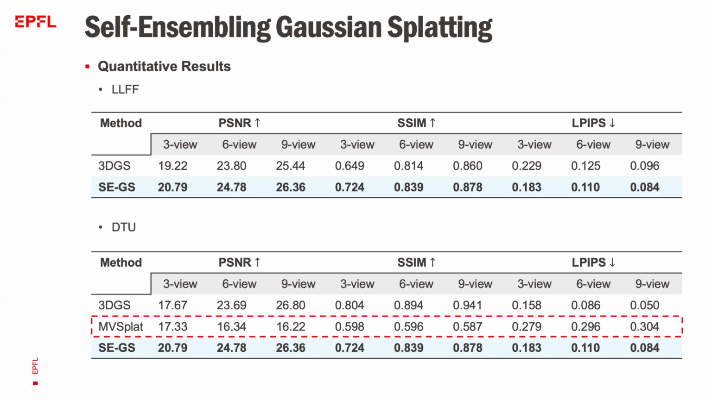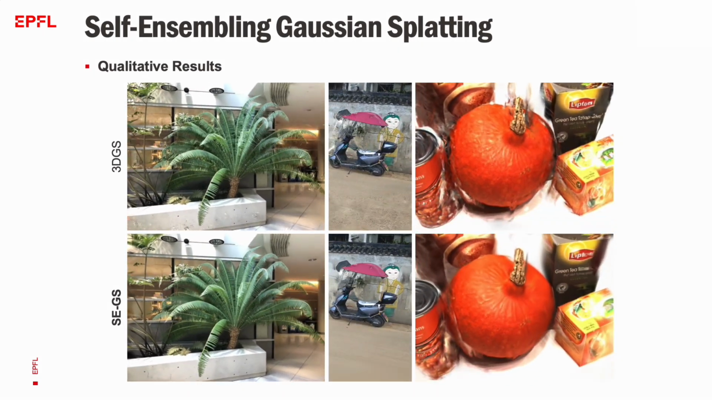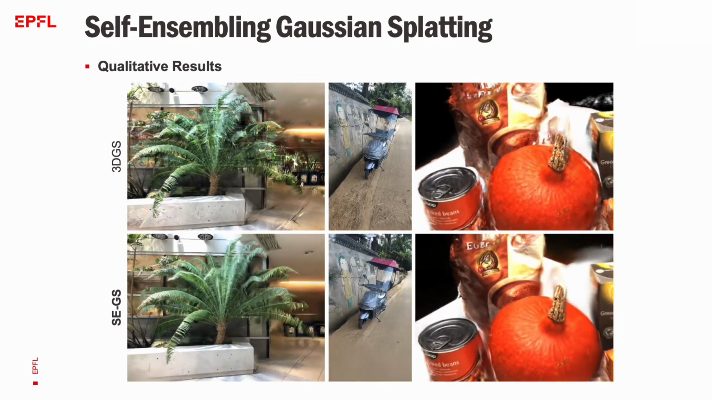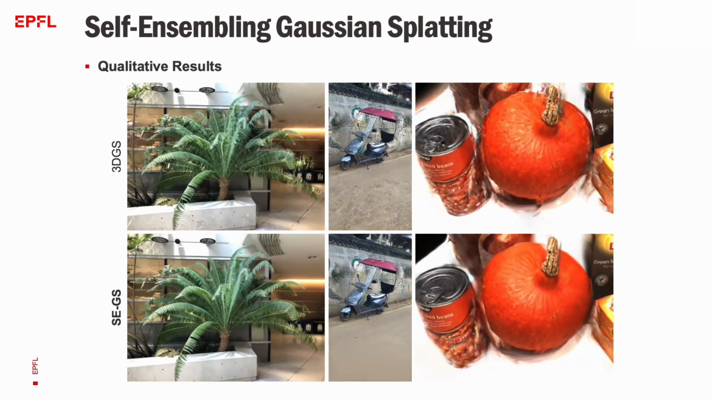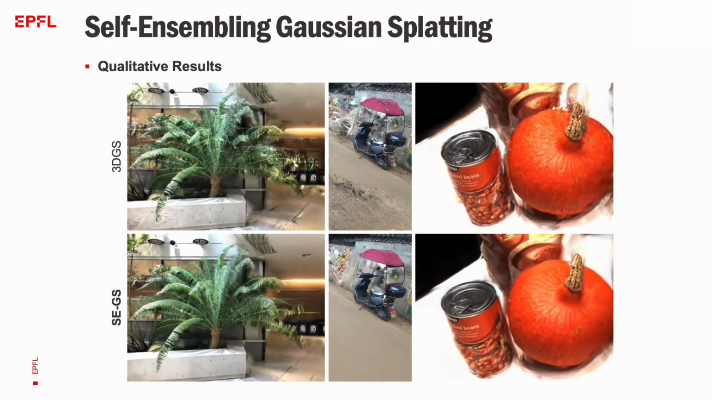Additionally, we evaluate pre-trained MVSplat, which is a generalizable feed-forward method. In the sparse view setting, there is still a huge performance gap between the optimization-based method and the feed-forward method, meaning that the optimization-based method is still quite valuable for realistic novel view synthesis. Here are some qualitative results in the sparse view setting. Compared with 3D-GS, our method gets much more realistic images for novel views with fewer artifacts.